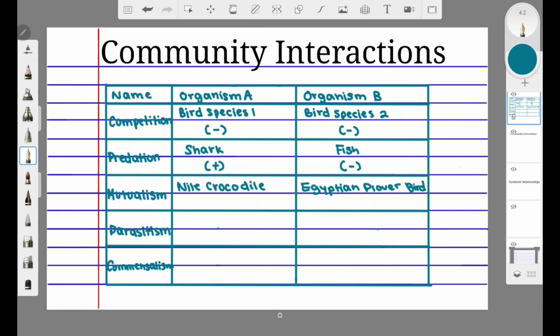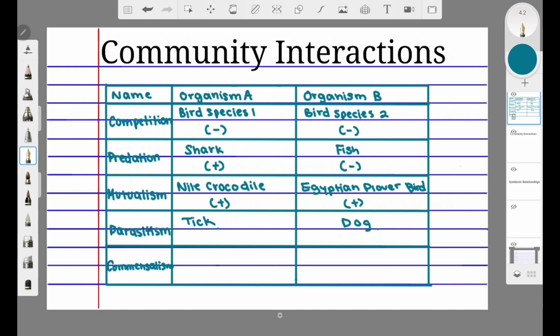For mutualism, that's when both species benefit. We talked about Nile crocodile and Egyptian plover bird, where the bird picks food from the crocodile's teeth and it gets its meal, and the crocodile gets a nice dentist visit. So both species benefit.